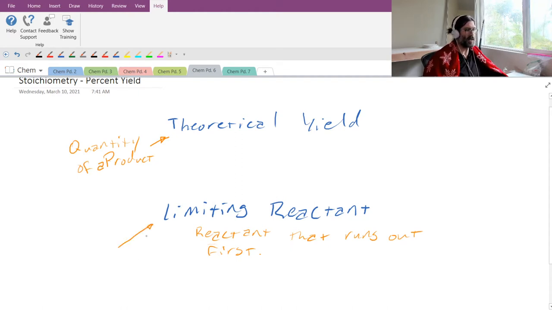And the reactant, as the name might imply, is one of the reactants. It's the reactant that runs out first. The theoretical yield is a quantity of product. Specifically, it is the max amount of product that we can get from the limiting reagent.